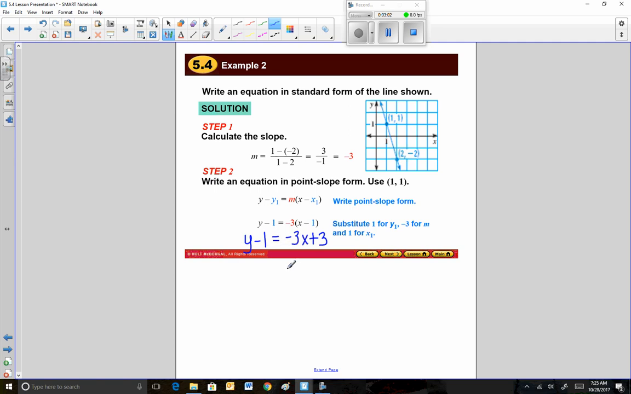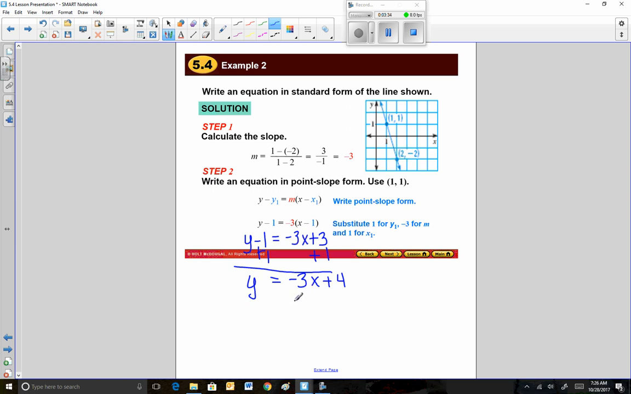Now remember, we're working towards getting standard form. So we'll leave the y alone. And we're going to move the 3x over, and the negative 1 has to go this way. So let's move our constants to one side and our variables to the other. So I'll add 1, add 1. So I have y equals negative 3x plus 4. Now I need to move the x over here because this is standard form. Standard form requires you guys to have a number with x, then a number with y, and a constant on the other side.